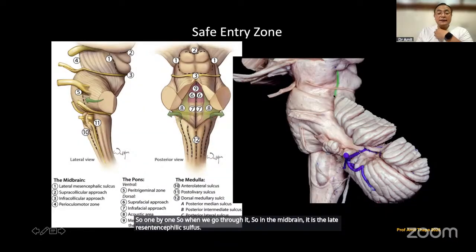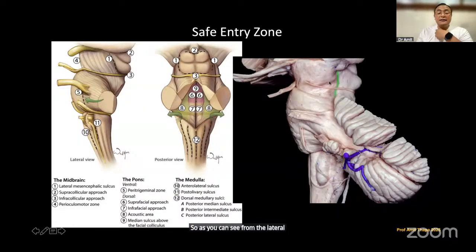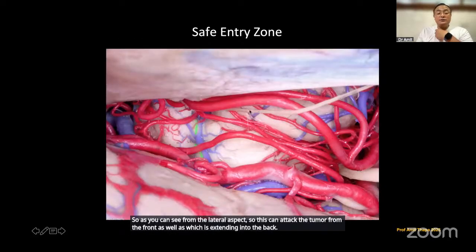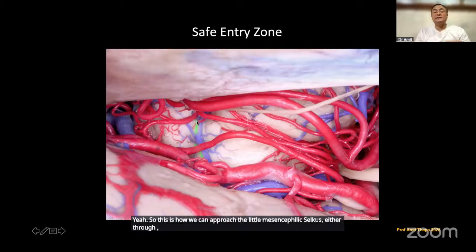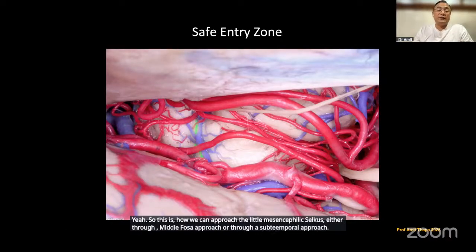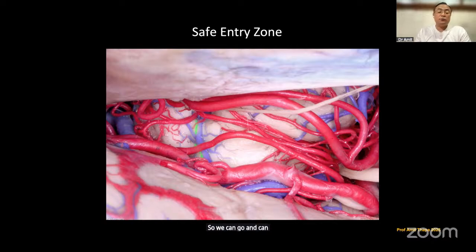So as you can see from the lateral aspect, this can attack the tumor from the front as well as the part which is extending into the back. So this is how we can approach the lateral mesencephalic sulcus, either through a middle fossa approach or through a subtemporal approach. So we can go and cut the tentorium, and then the whole thing is in front of us.